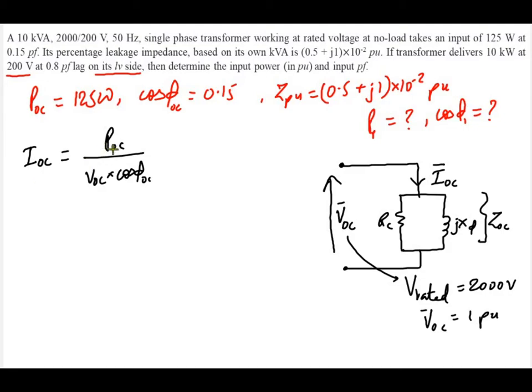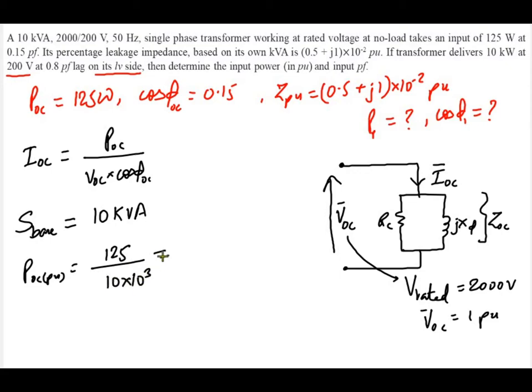So let us change the value of POC in per unit. For changing the value of POC in per unit, first we will define base power. So base power in this condition will be the rated value of the transformer, and that is 10 kVA. So we will take S base as 10 kVA. So POC in per unit will be equal to 125 divided by 10 into 10 to the power 3, 10 kV. So it will be equal to 0.0125 per unit. So now we can calculate IOC in per unit, no load current at open circuit condition.